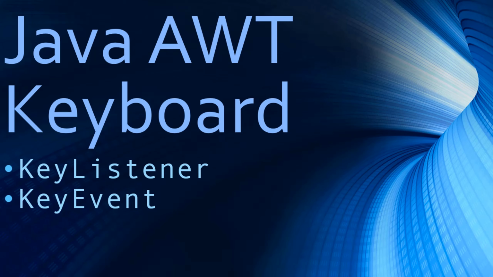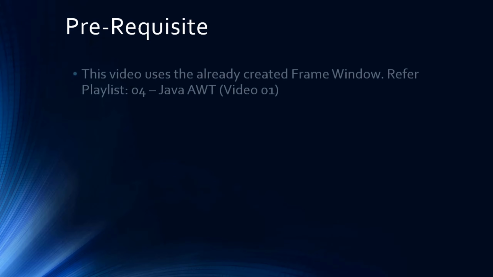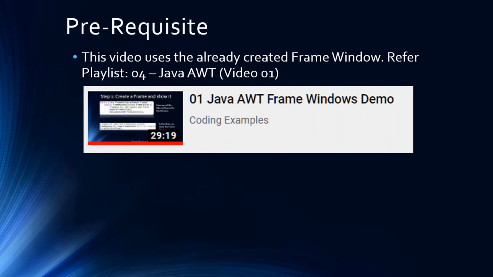Hello friends, in this video we are going to look at handling the keyboard in Java AWT. So here we will use a KeyListener and KeyEvent. The prerequisite here is we assume that the frame window was already created. If you want to know how to create a frame window, watch the very first video in this playlist.